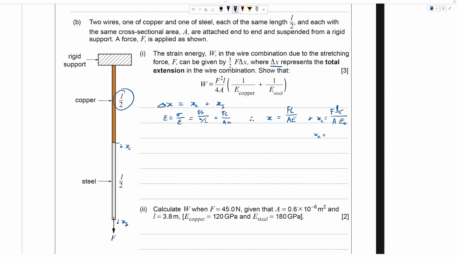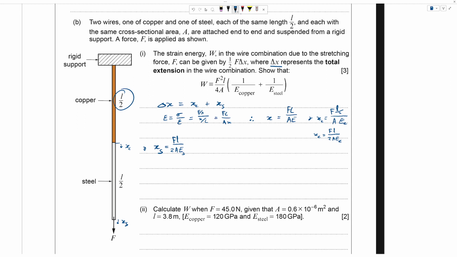So therefore XC equals FL over 2AEC. And I think we could just go ahead and state that by the same rationale, the extension of steel must also be equal to FL over 2AES. Bearing in mind they're both under the same tension. The copper is supporting the steel, it must be carrying the same load.